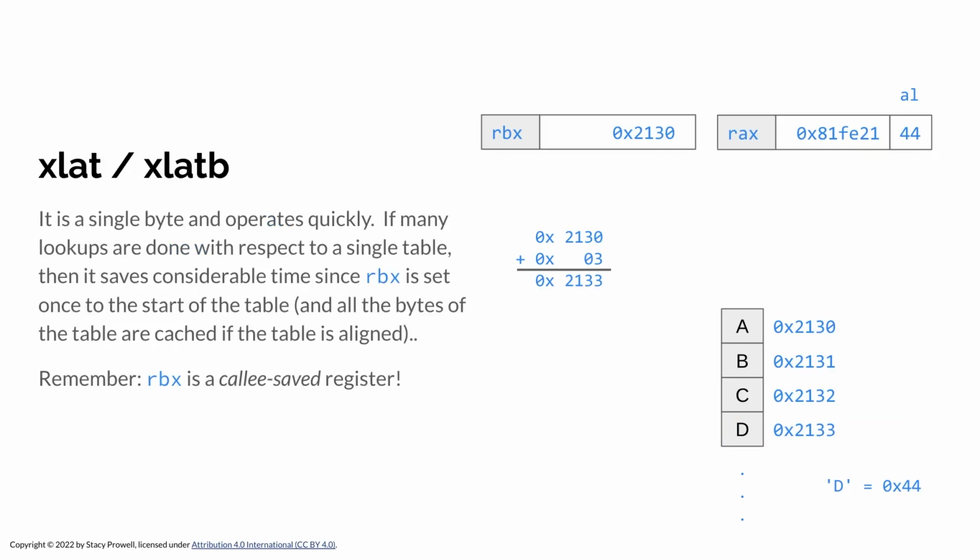This is a single byte operation. It runs very quickly. If you do lots of lookups with respect to a single table, it can save some time, since RBX is set once to the start of the table, and then all the bytes of the table are cached if the table is aligned, because it's 256 bytes. That's much less than a page. So if it's aligned on a 256 byte boundary, it'll be all inside one page, and it'll be a very fast operation. Just remember that RBX, which we're using for this, is a callee saved register.